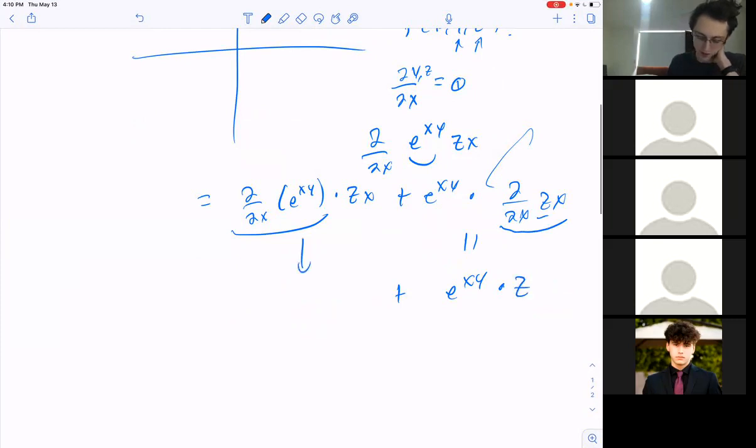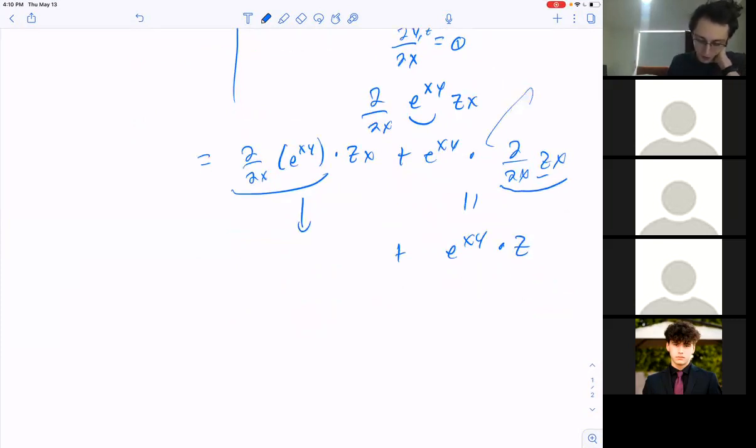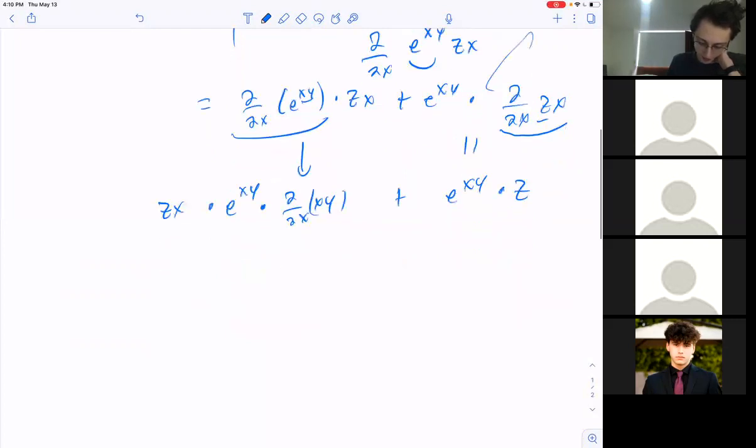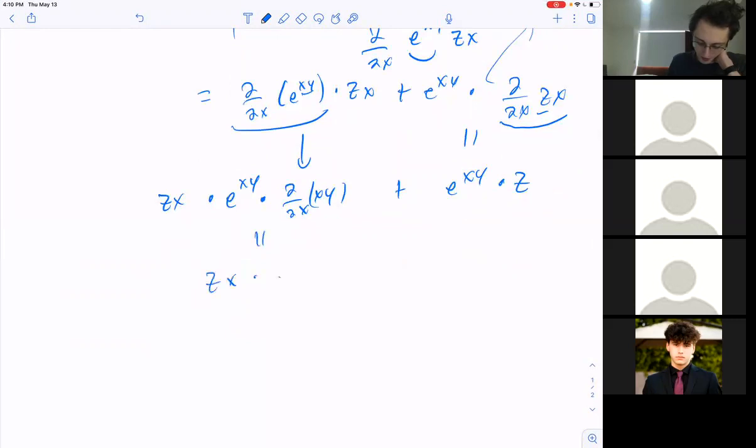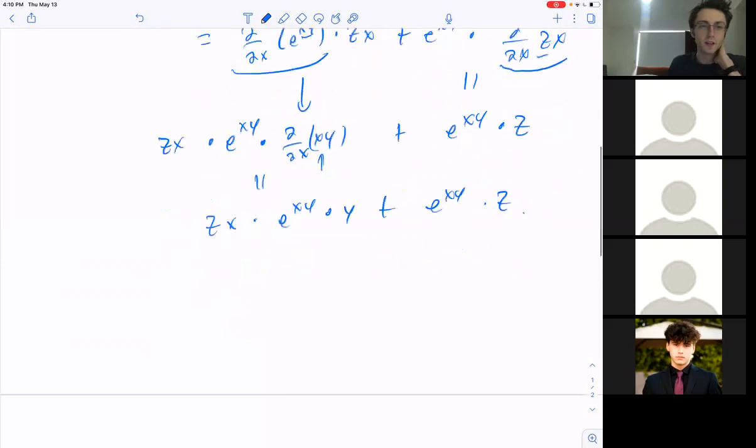Okay, so for the first part, we are only differentiating this e to the xy. So we use chain rule. The outer function is just e to the something. The derivative of e to the something is just itself. And then we have to take the derivative of the inner function times zx. And this gives you zx times e to the xy times y, because again, we're just treating y as a constant. So plus e to the xy times z.